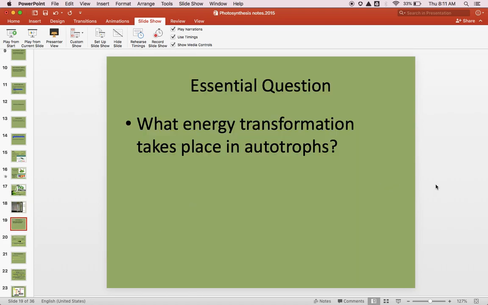So now you can flip to the next page of your notes. What we're trying to accomplish in this lesson is to talk about what energy transformation takes place in autotrophs. Many of you would probably already be able to tell me that it's light to chemical energy, light energy coming from the sun being transformed into chemical energy in the form of glucose, but you may not be able to tell me how this occurs. So that's what we're going to accomplish now.